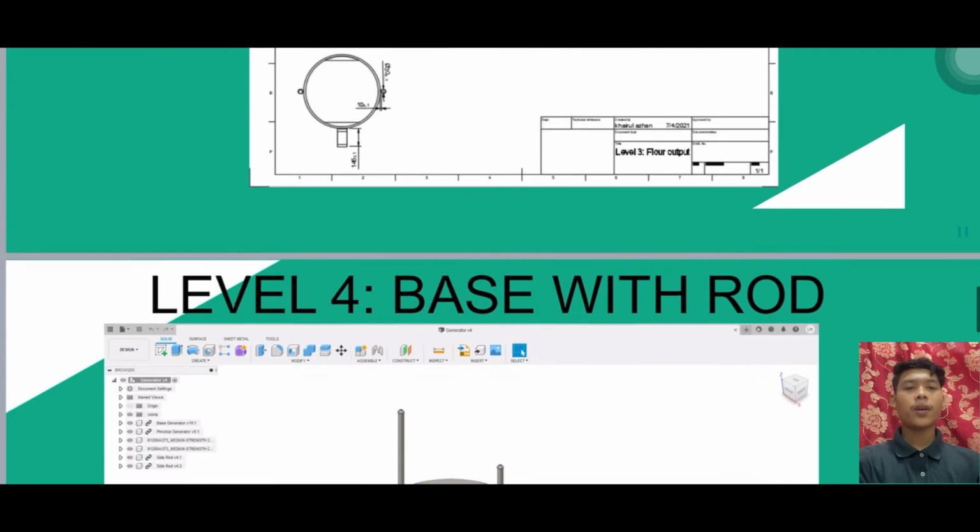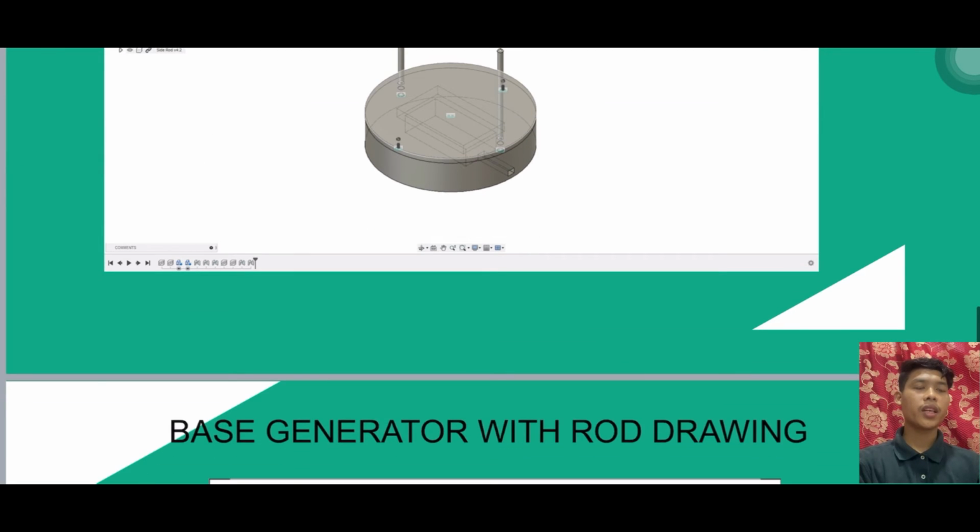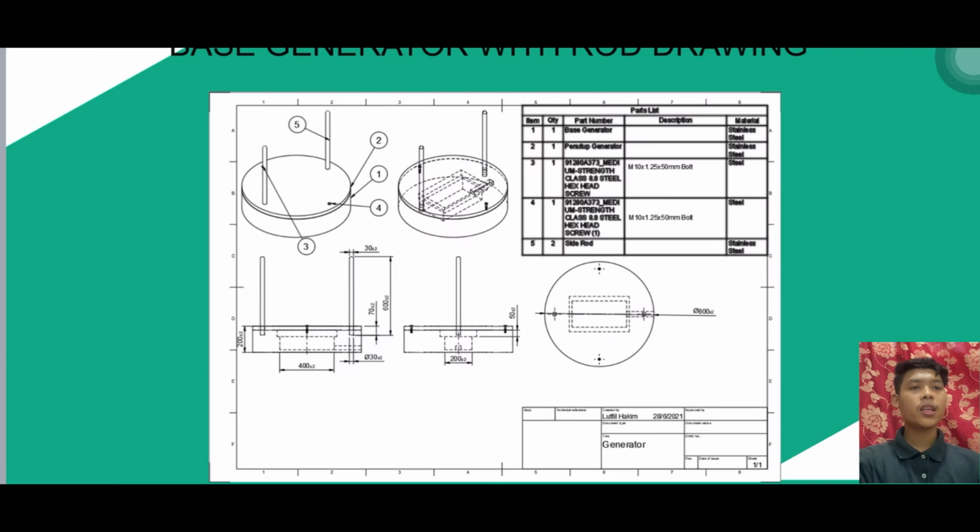Next is level 4, the base generator with rod. This is the base generator with rod and the 2D drawing. As you can see, there are 5 items on the 2D drawing of the base generator with rod. The first one is the base generator, second is the cap generator, third is the steel hexagon head screw, fourth is the steel hexagon screw, and the fifth is the side rod.